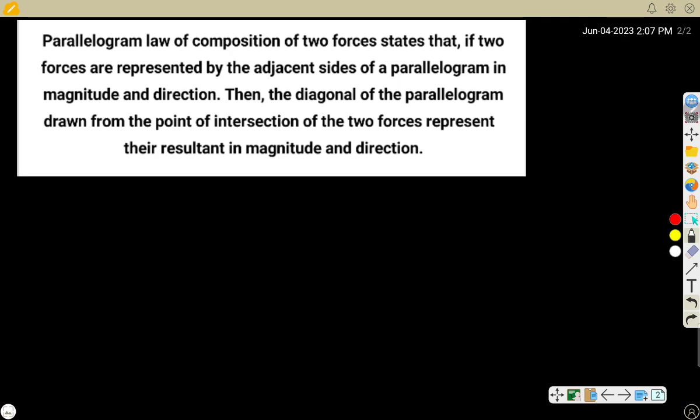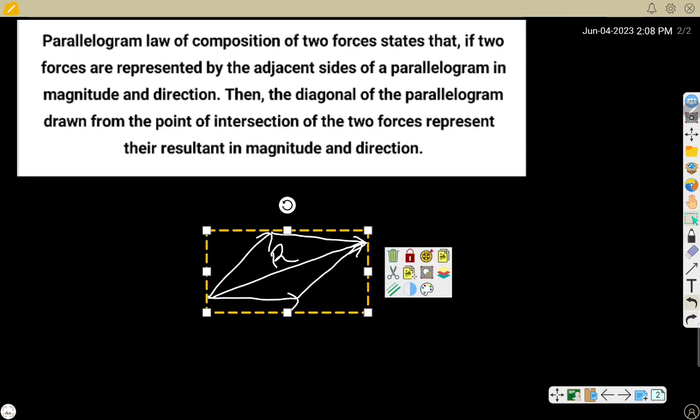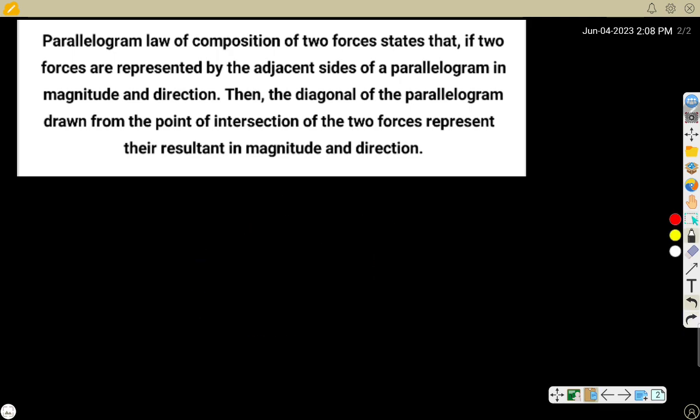So, if you draw a parallelogram, it should be something like this. So if you draw this parallelogram, it will have a diagonal this way. So this diagonal is the resultant. So don't cram the law. So now let's trace the law one by one to draw the parallelogram.